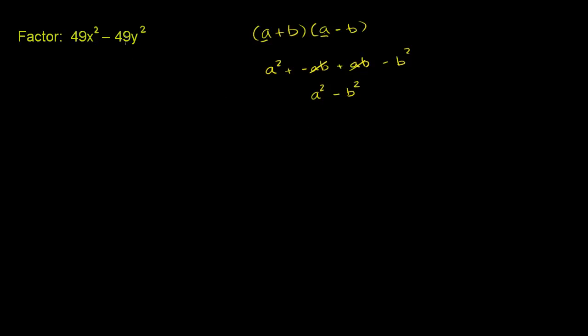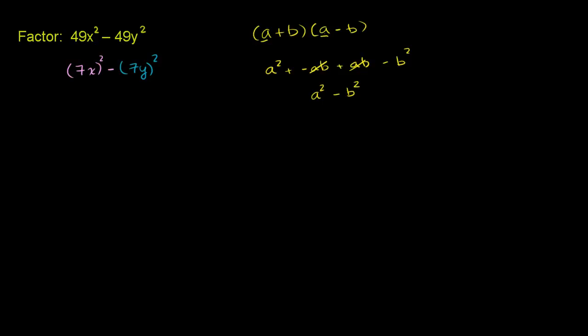Now, this thing that we have here is exactly that pattern. 49x squared is a perfect square. 49y squared is a perfect square. We can rewrite it like that. 49x squared we could rewrite as 7x squared minus, I'll do it in blue, minus 7y squared. And so you see it's a pattern. It's a squared minus b squared.